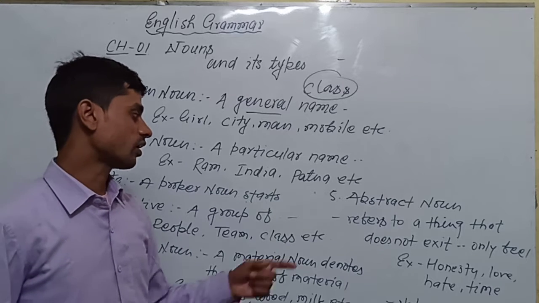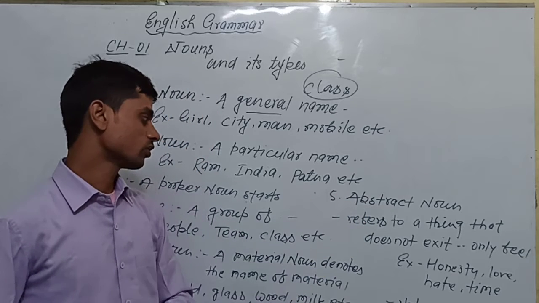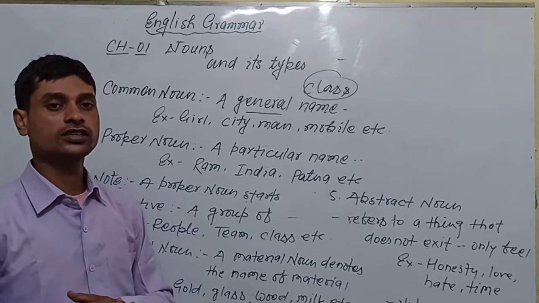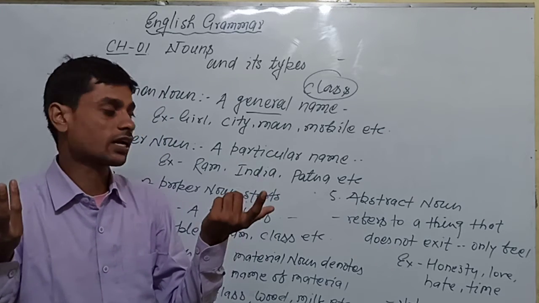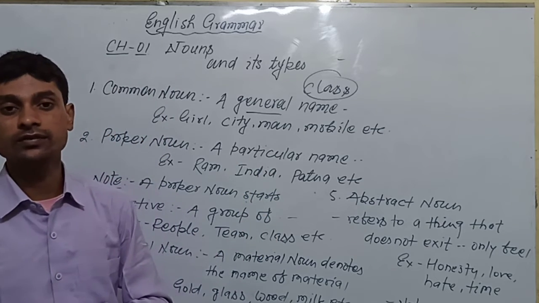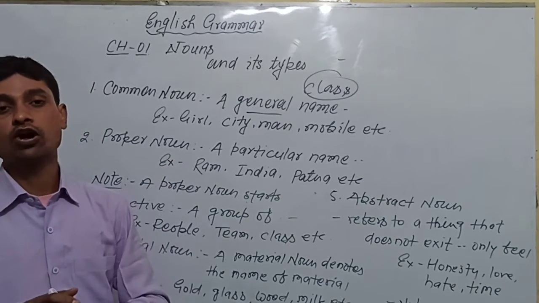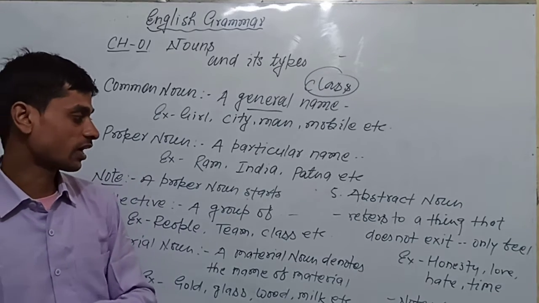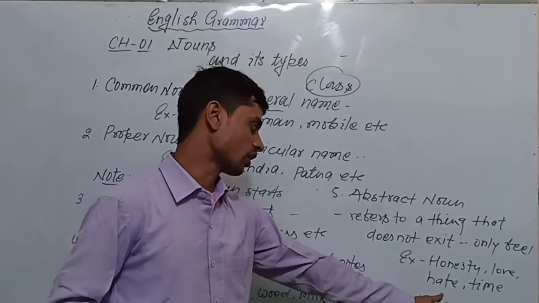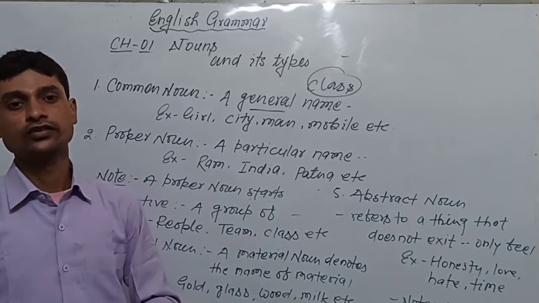And fifth number, abstract noun, भाववाचक संज्ञा, a noun which refers to a thing that doesn't exist physically, जो उनका अस्तित्व दिखाई नहीं देता है, but only we can feel, केवल हम उसे महसूस कर सकते हैं कि he is an honest person, यानी हम केवल फील कर सकते हैं कि वो आदमी क्या है, बहुत ईमानदार है. So examples: honesty, love, hate, time. We can't see, but only we can feel.